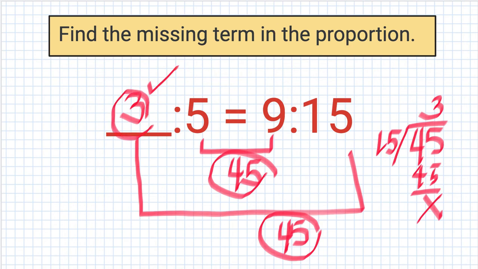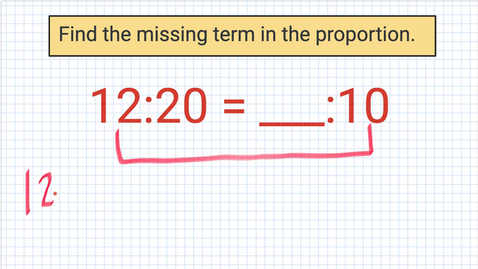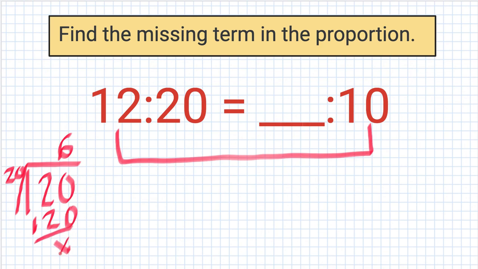Okay, good job. Now let's try to have the last example. 12 is to 20 is equal to blank is to 10. In this case, the terms that are complete are in the extremes, or the numbers outside. So 12 times 10 is 120. Then after that, divide by the remaining number, which is 20. So 120 divided by 20, of course, the answer is 6. 6 times 20 is 120. Therefore, the missing term here is 6.